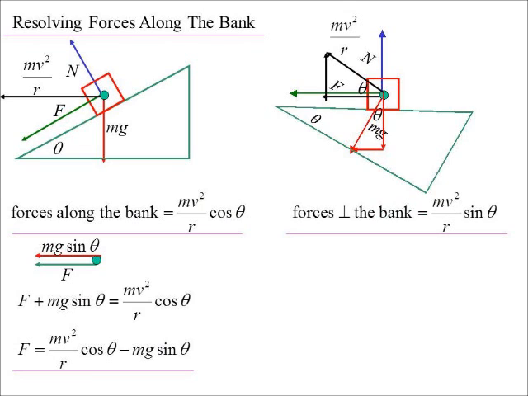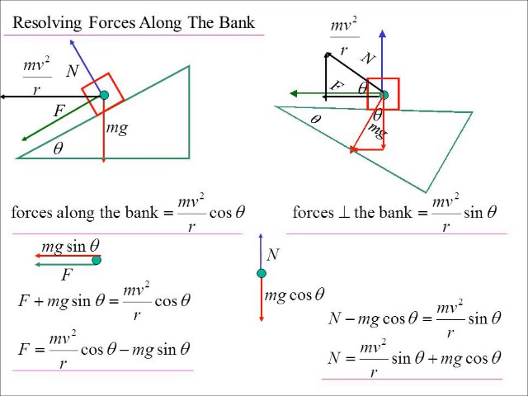And similarly, I could go perpendicular to the bank. Its component would be mv squared on r sine theta. And I've got the normal force going up, component of gravity going down, and they would add together to give mv squared on r sine theta. And I've now got an expression for the normal force without having to worry about the frictional force. So it's an alternative way of resolving forces, going in the direction of the normal and the frictional force instead of going horizontal and vertical.